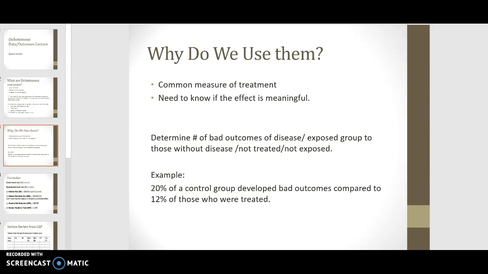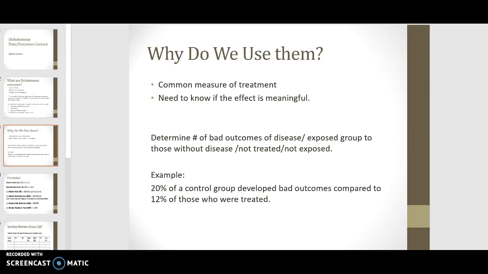Now, why do we use dichotomous data and dichotomous outcomes? Well, first and foremost, it's a common measure of treatment. And we need to know if there is an effect and how meaningful that effect is. So this is a great way to do it. We determine the number of bad outcomes of the exposed group compared to those without the disease or those not treated or those not exposed. So I'm just giving you multiple ways you may see the information. An example could be that 20% of a control group developed bad outcomes compared to 12% of those who were treated. Generally, we express the effect measures in percentages.